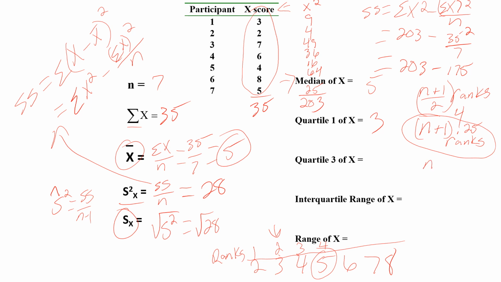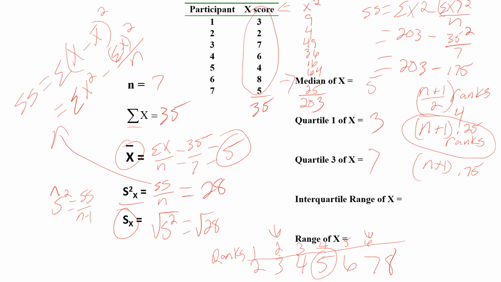Quartile 3 is n plus 1 times 0.75. So in this case, it is going to be the 6th rank. So that is 7 here. So quartile 3 is 7.